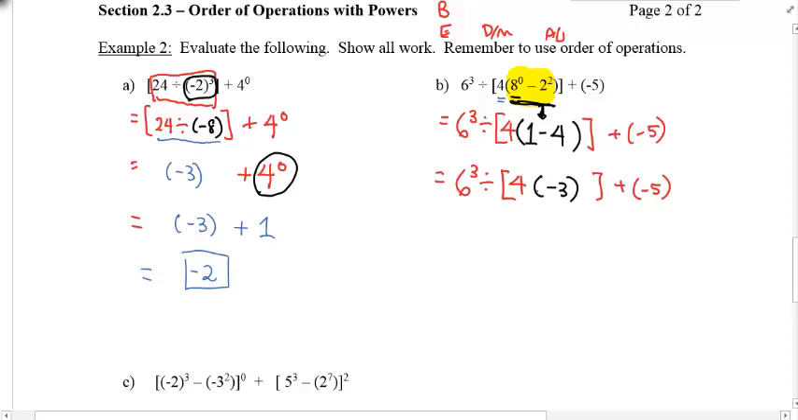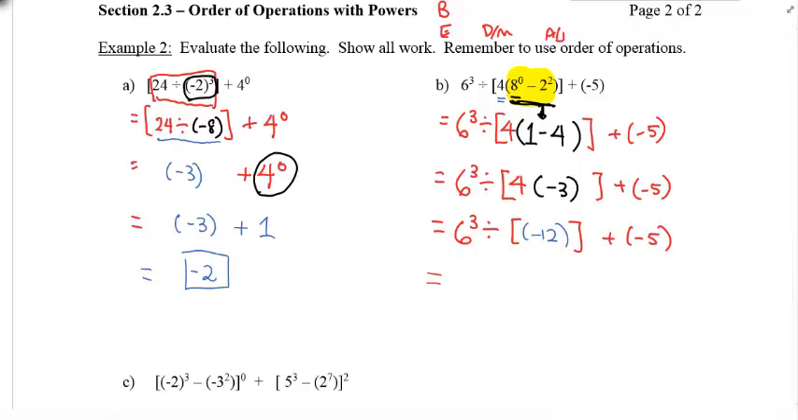And notice if there's no sign between two numbers, that just means multiplication, so I gotta do that next. So once again, I'm keeping everything else the same. Notice I'm trying to color code this for you as well. And what's 4 times negative 3? That's negative 12. Okay? Now once again, I don't need that square bracket and the curved bracket, so maybe what I'll do in my next line is just get rid of one set.